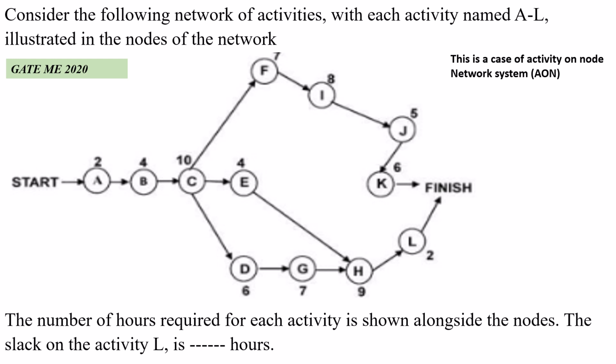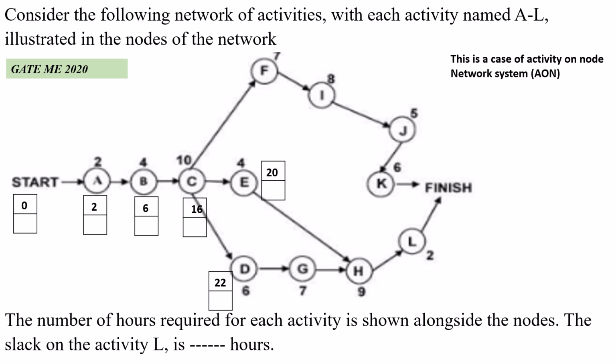Then we have to determine the earliest time and the latest time by the forward pass method and the backward pass method. First we have to determine the earliest time by the forward pass method. So start at the starting event, considering the starting time is 0, and for activity A, 0 plus 2 it is 2. For activity B, 2 plus 4, 6. For activity C, 6 plus 10, 16. For activity D, 16 plus 6, 22. For activity E, 16 plus 4, 20. For activity F, 16 plus 7, 23.